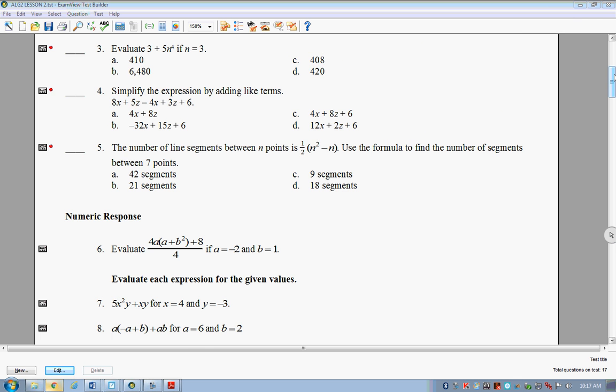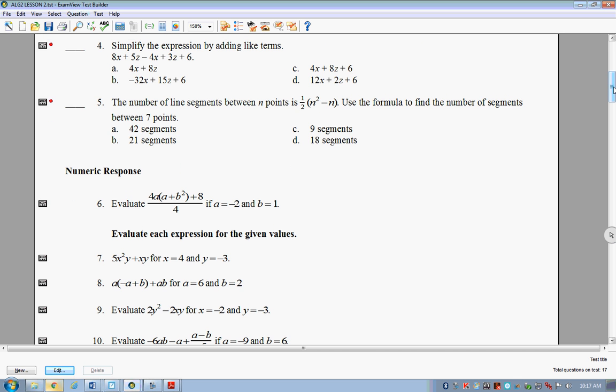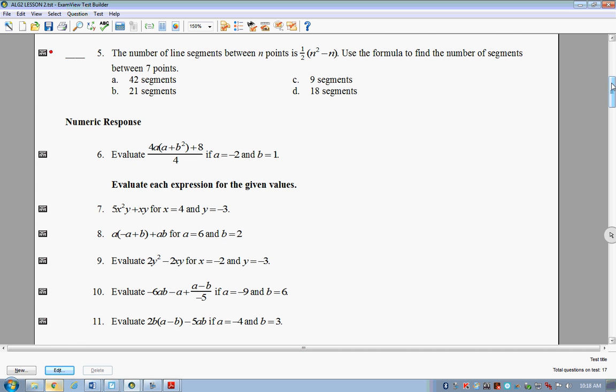Okay, we've got about 9 minutes. We'll keep rolling here. Simplify the expression by adding like terms. I tell you what, we've kind of done that. I feel like you guys can do that. So let's move on to something else. I don't want to waste our time with questions we can't answer when there's questions that we might struggle with.